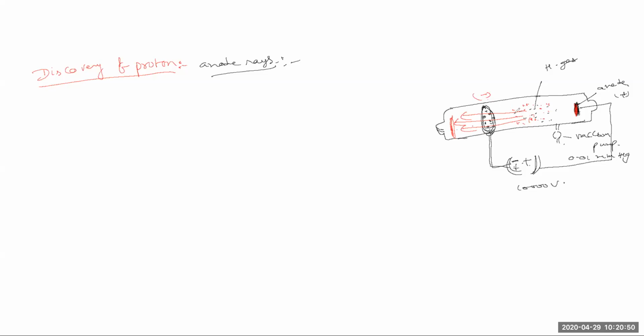Now come to the characteristic properties and we'll discuss. Draw the diagram, that one. It was discovered by Goldstein. Points I am writing here, note them down.